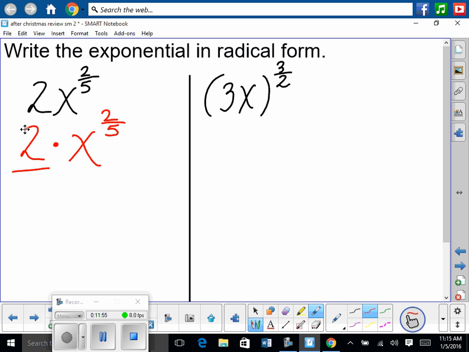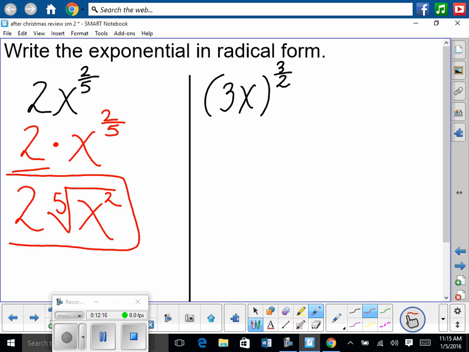So this 2 isn't going to go anywhere. It's not under the root, right? So my 2's multiplied on the outside. Roots are on the bottom of our flower. Power comes from the top, from the sun. So it's a 5th root. Make sure you tuck that 5 in there nice and pretty. It's a 5th root of x to the 2nd power because power's on top.